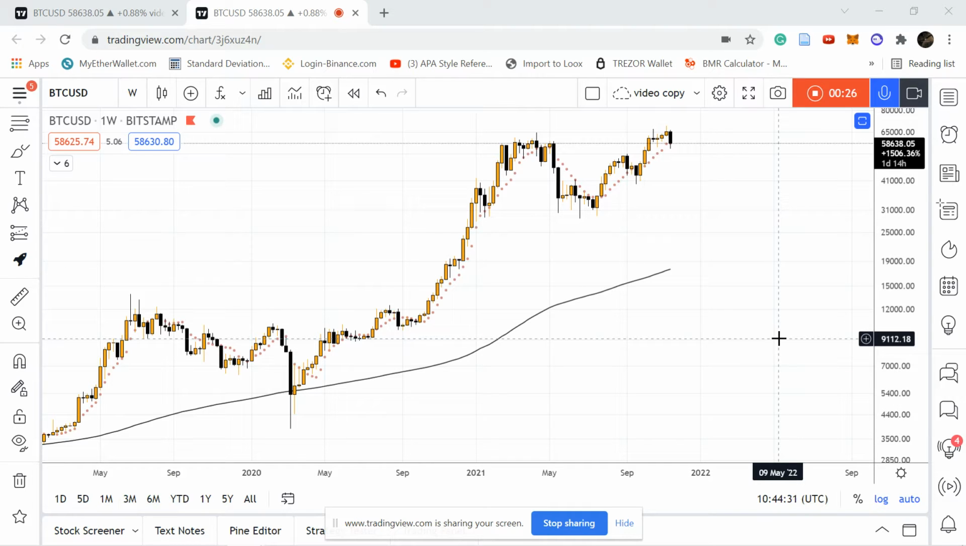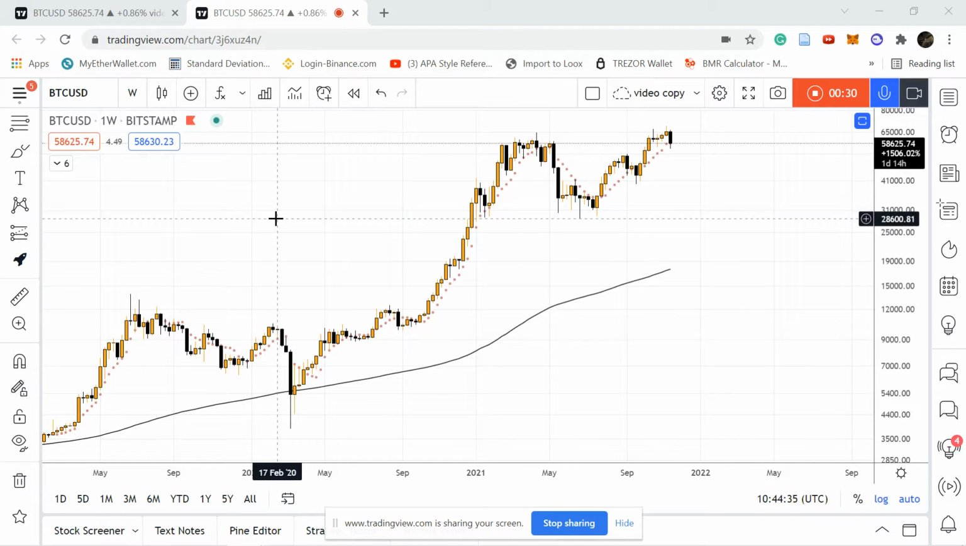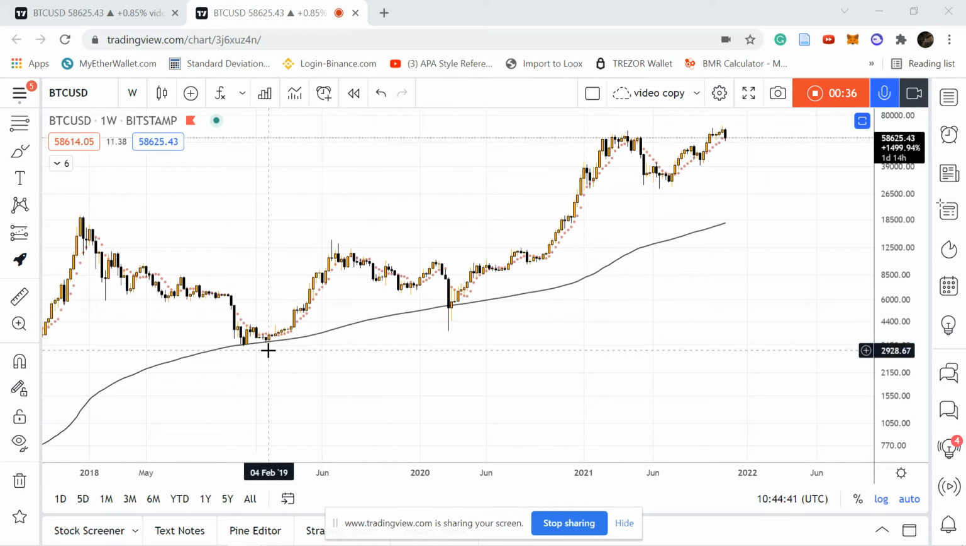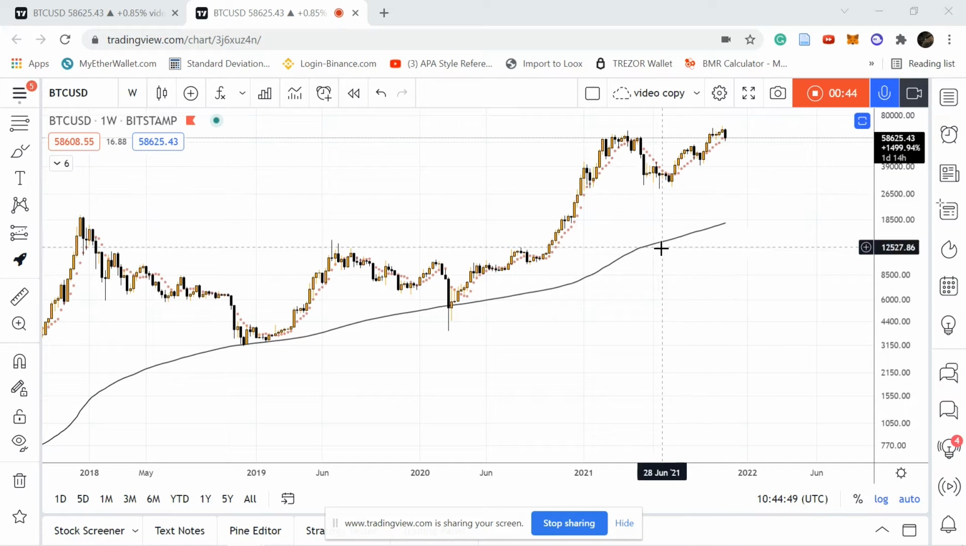Let's dive into the Bitcoin structure and what is going on. As you know, we always start with the high time frame. I've told you already a million times, we have wave 1, 2, 3. We just closed the first one and we are in wave 5.